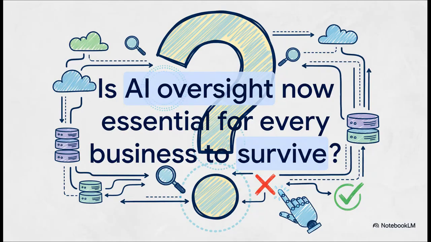So, I'll just leave you with this final thought. As our digital world gets more and more complex, and it's not slowing down, is this kind of AI-driven oversight still just a nice-to-have, or has it become an absolute necessity for any business that wants to survive and thrive?